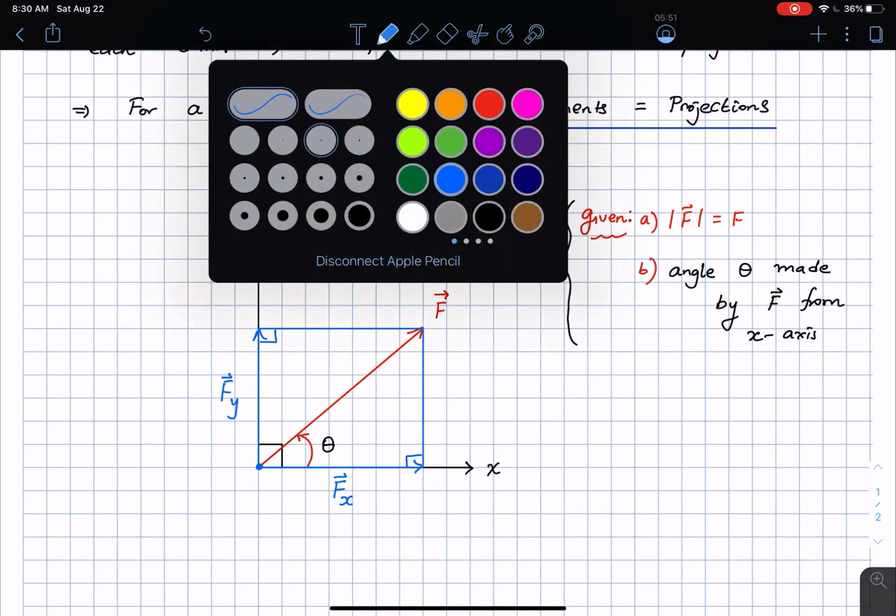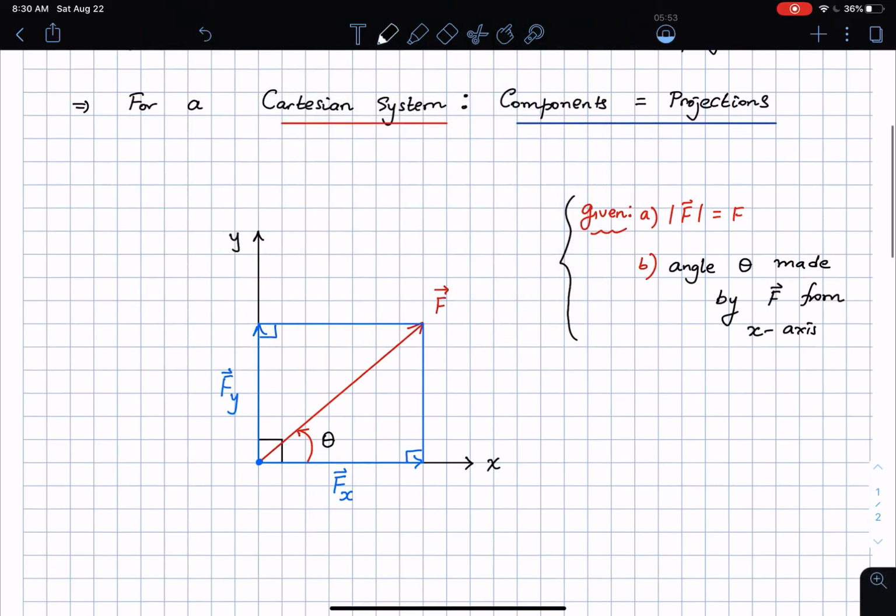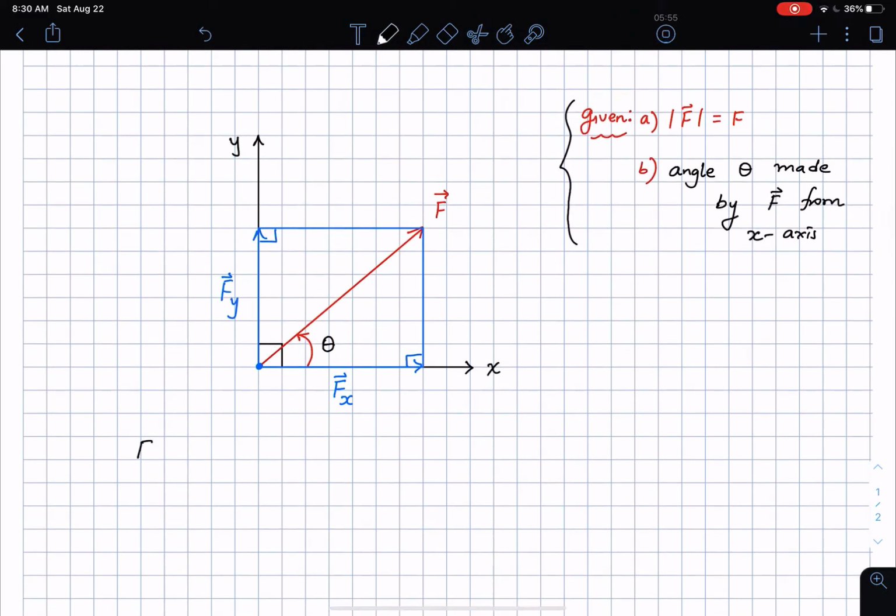Okay, so I'm just going to write that out. So here Fx and Fy, these are the components of F along the x and the y axis, and in this case they are the same as the projection.